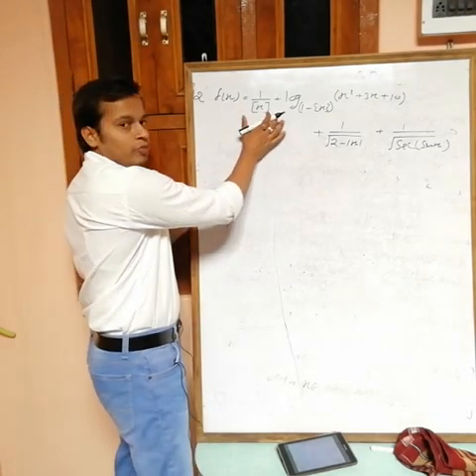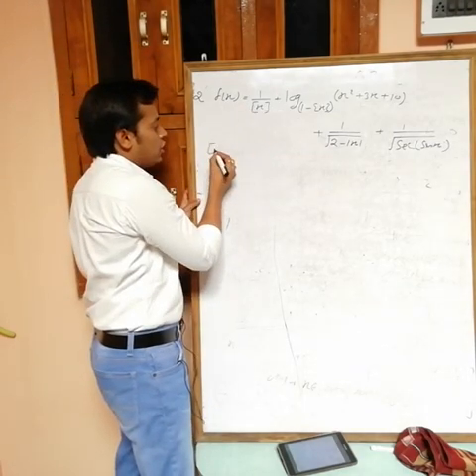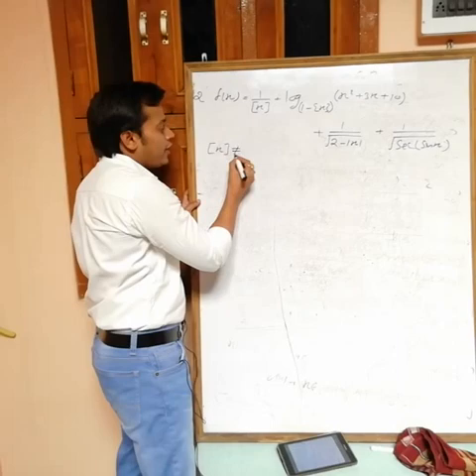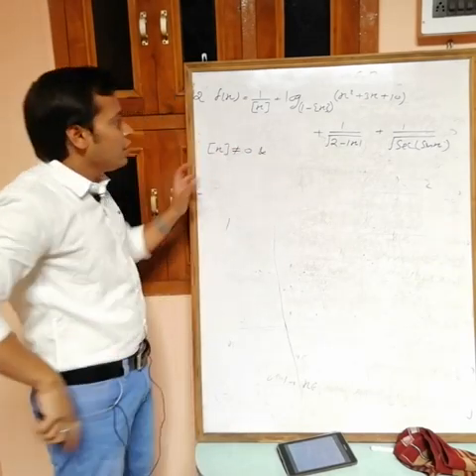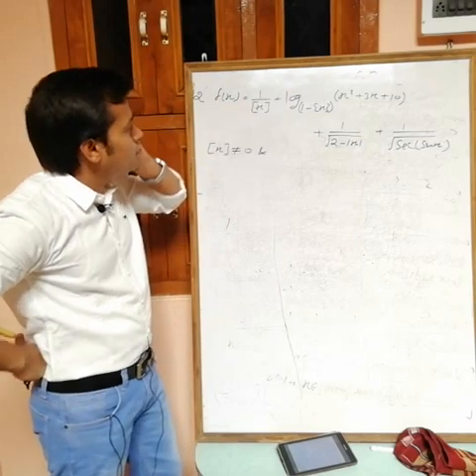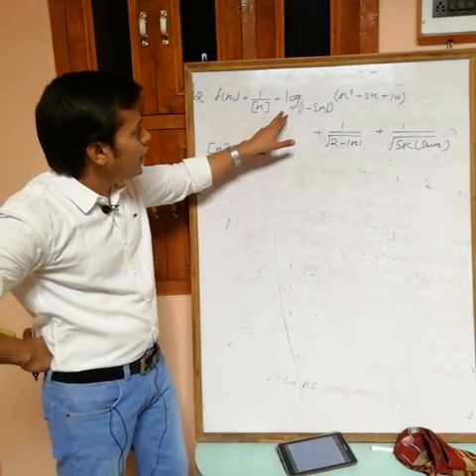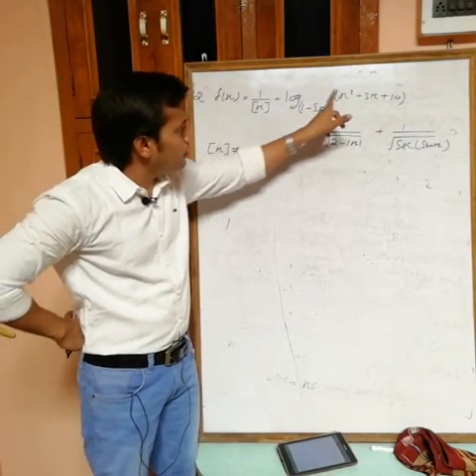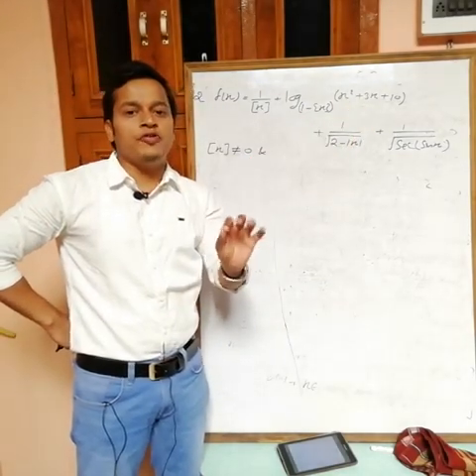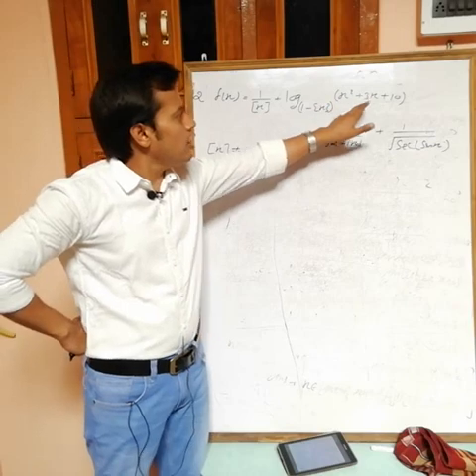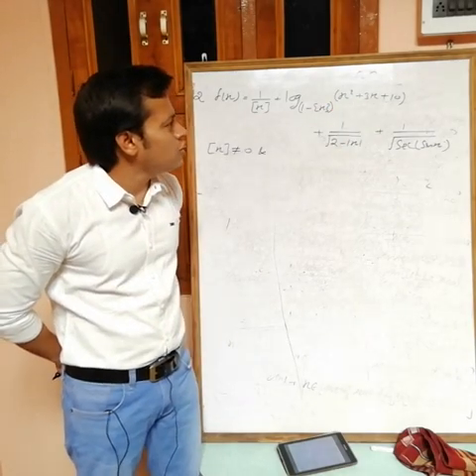So because of this, what can I say? The greatest integer of x can't be equal to 0. This is the first condition. Now with respect to this one, what condition do we have? Here we have both as variable. First, this one must be positive, because logarithm is not defined for negative values. x square plus 3x plus 10 must be positive.